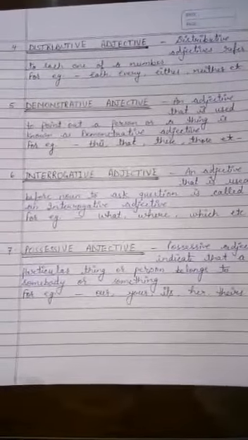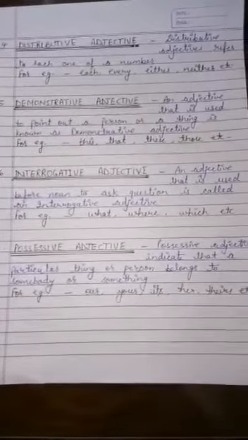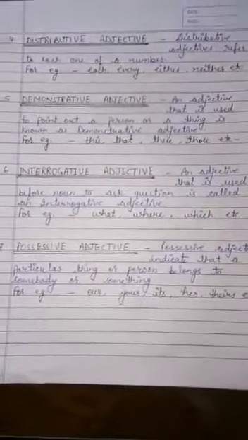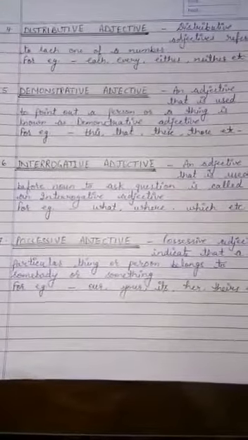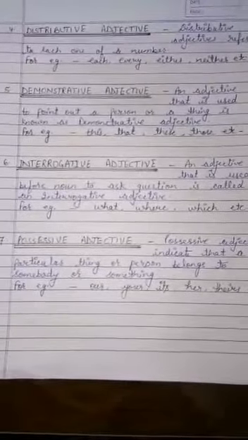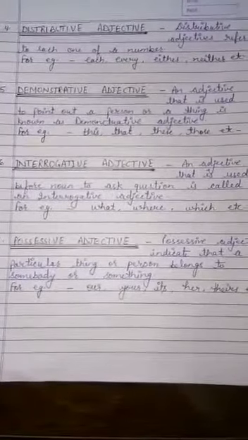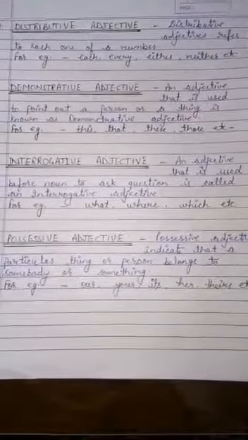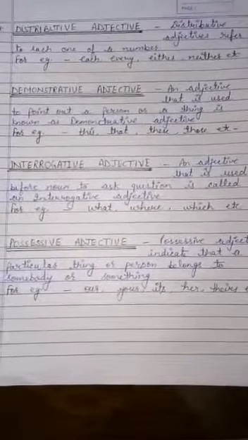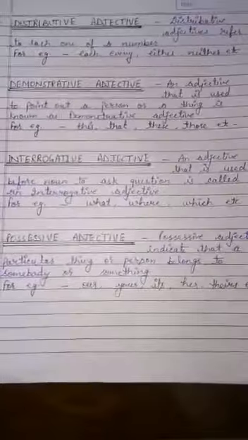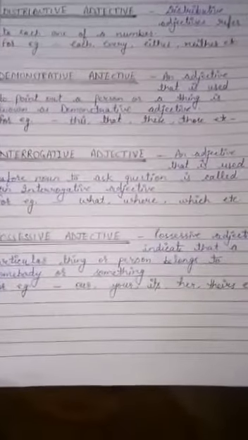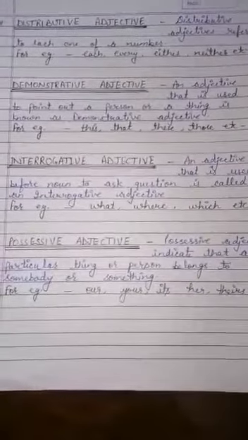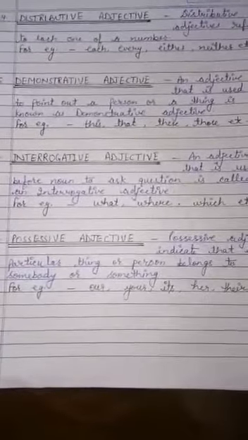Now the next kind is interrogative adjective. An adjective that is used before a noun to ask a question is called an interrogative adjective. We are using the words what, where, which for describing the interrogative adjectives. Interrogative adjectives modify a noun by asking a question.